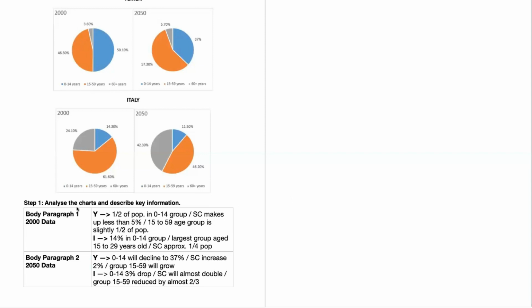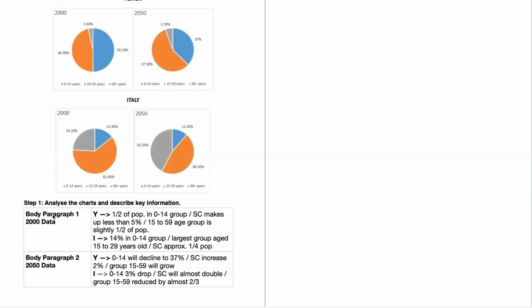In this case, we are looking at the dates because we can compare Yemen and Italy in each paragraph, and we can also effectively compare the data between 2000 and 2050. So we are comparing everything. There is really no chance that we're just going to be writing this information and just defining everything without comparison. That is definitely not an option with this structure.